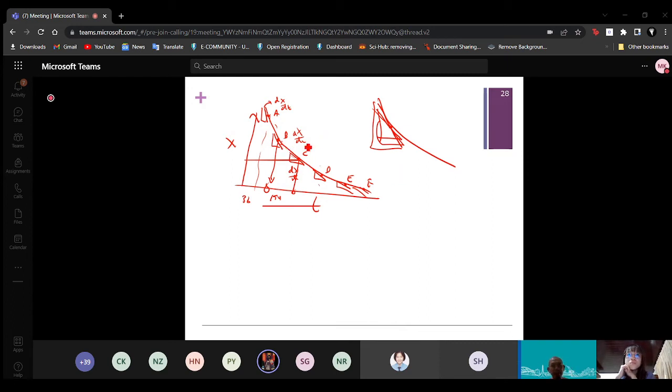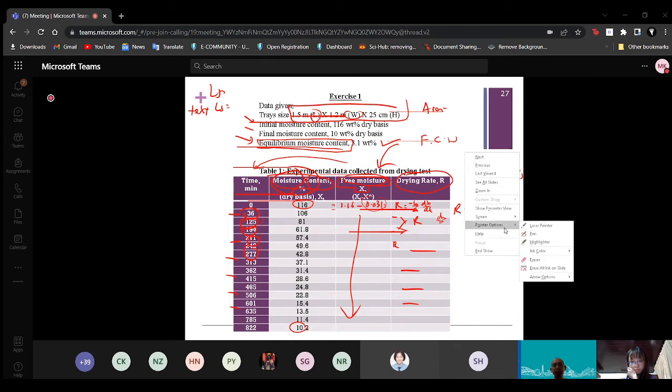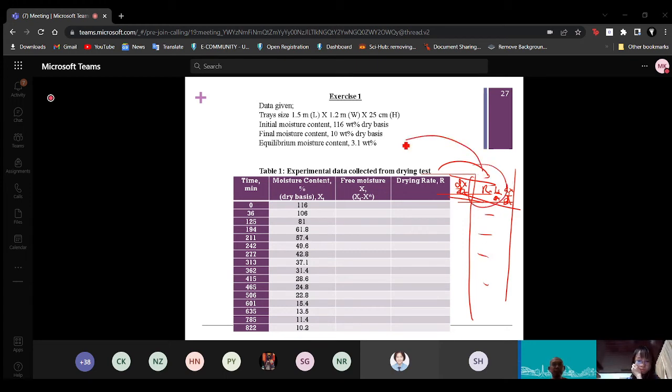Once you get everything here, let's say this is dx dt for A, dx dt for B, this is dx dt for C and so on. So you insert them in this table. The table can also be extended by one more column. If you get confused, you can first do dx over dt here. Then you plot R, rate of drying, LS over A times dx over dt, if you want, in case you miss a step. After you have calculated all of this, then you plot R versus X. You can try this.